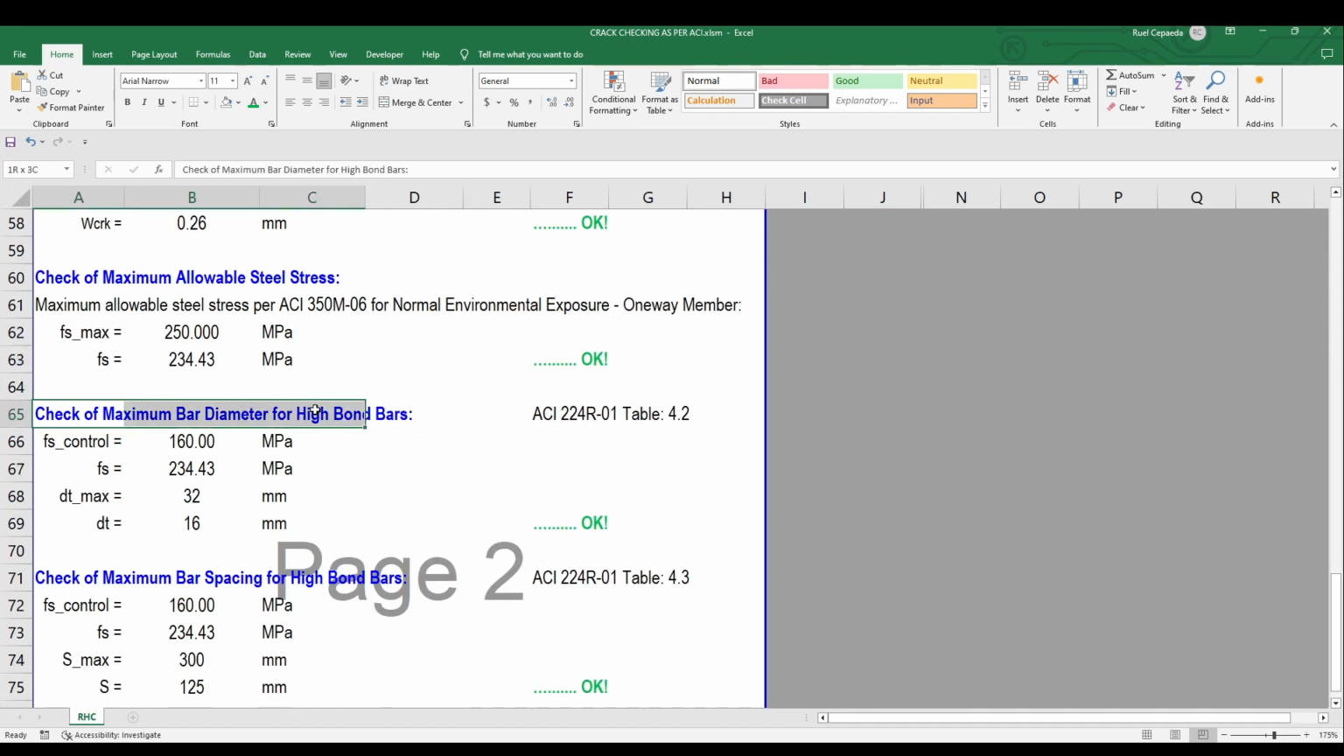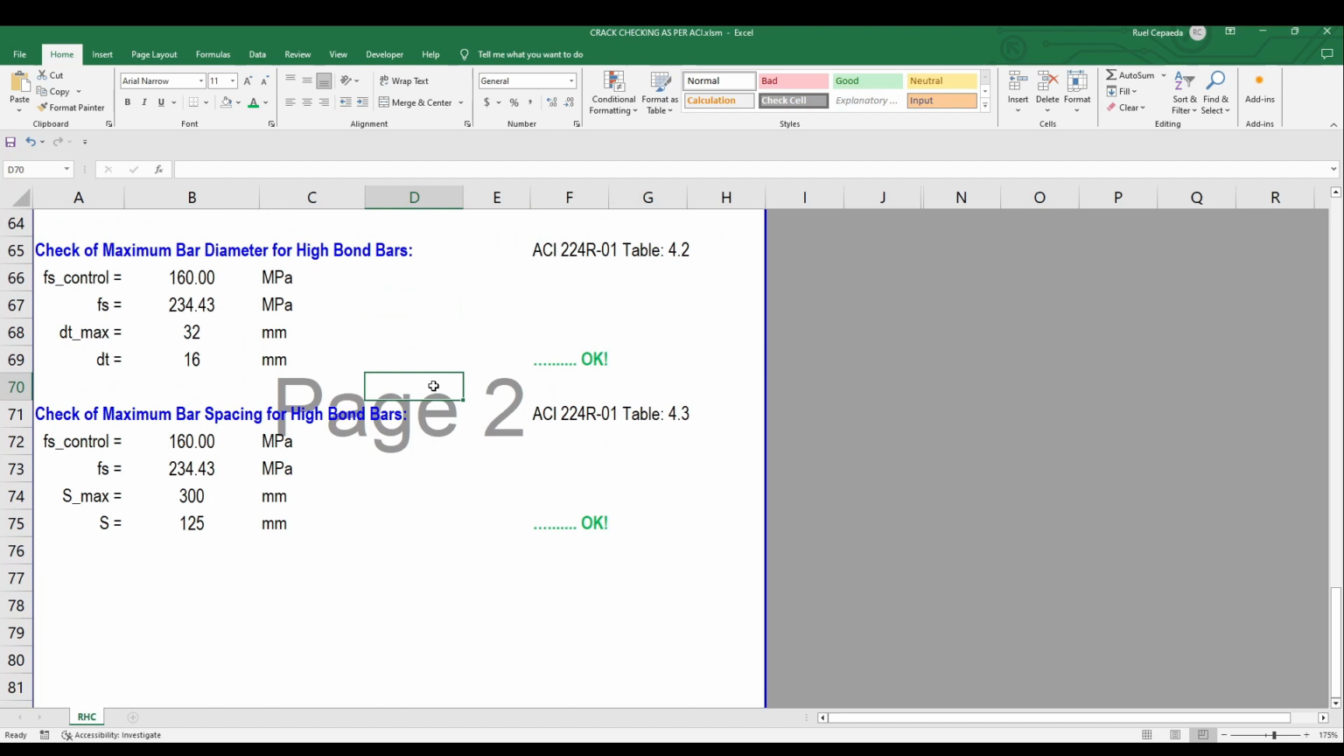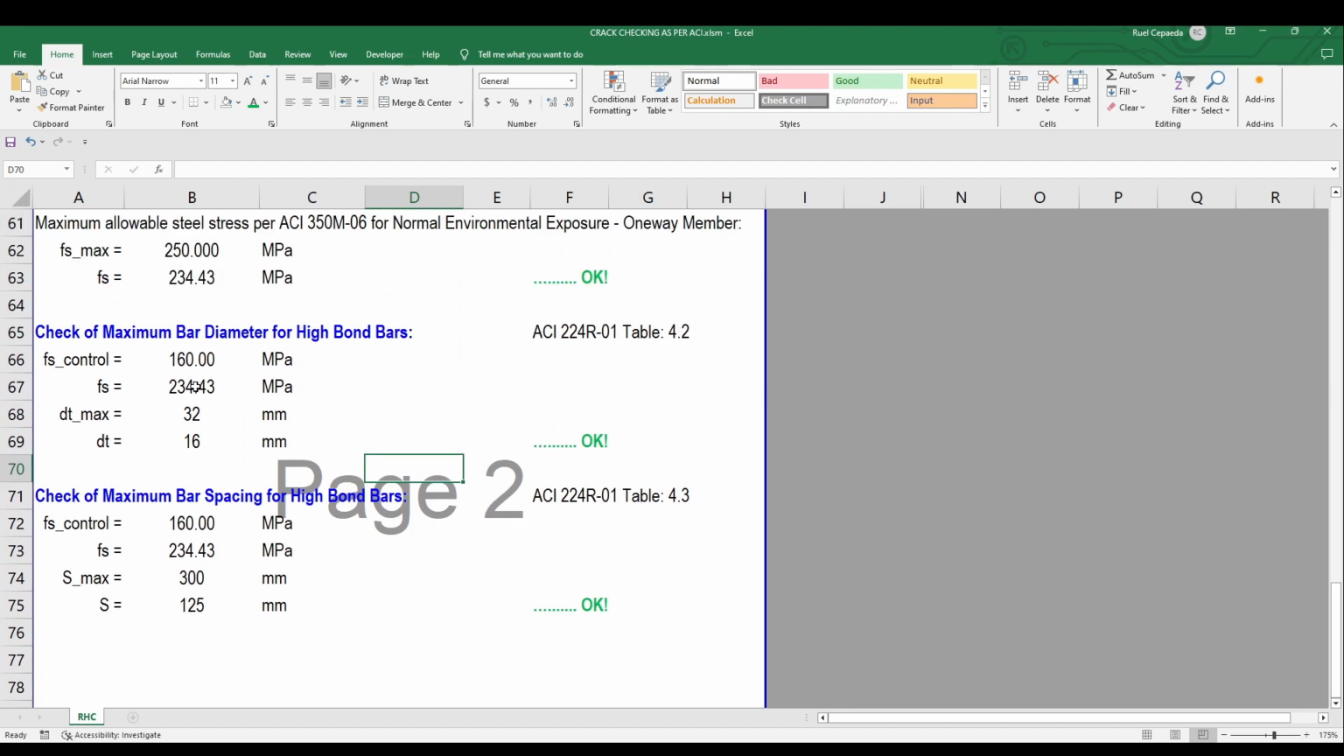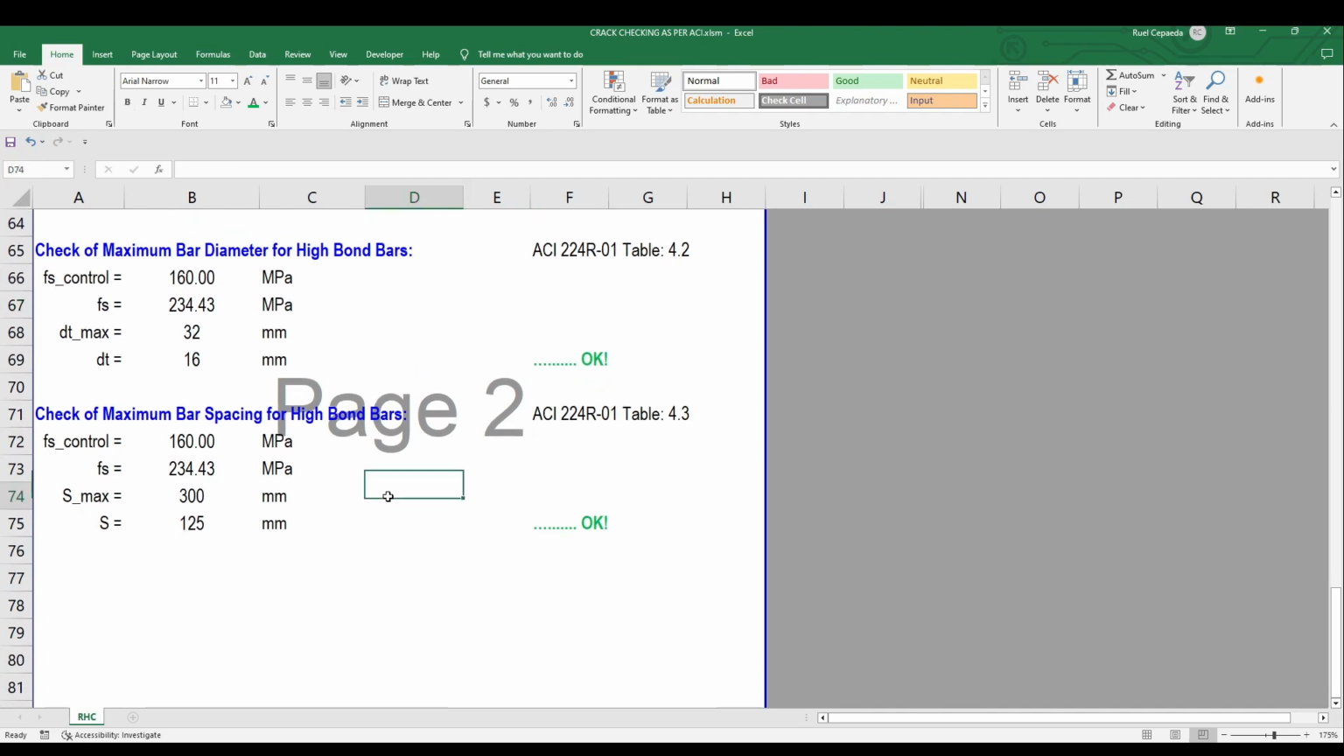Then, we need to check the bar diameters for high bands as per this table. So, yung control natin is 160 MPa. So, if S natin na calculated is 234.43 lang, therefore yung DT max natin is 32. Yung tension bars is 16 yung ginamit. So, therefore, okay.